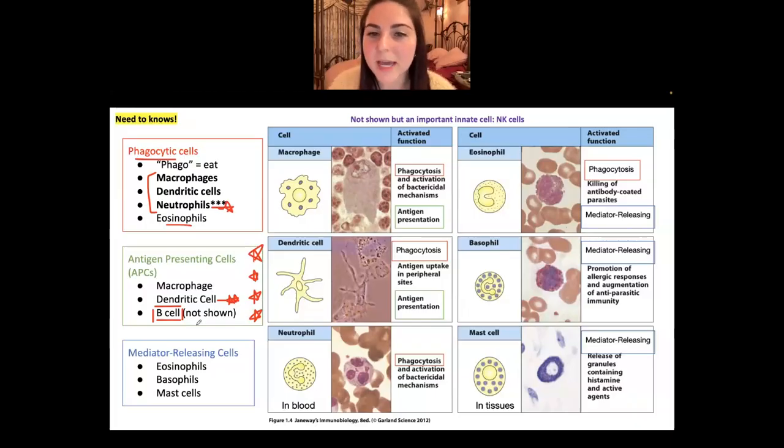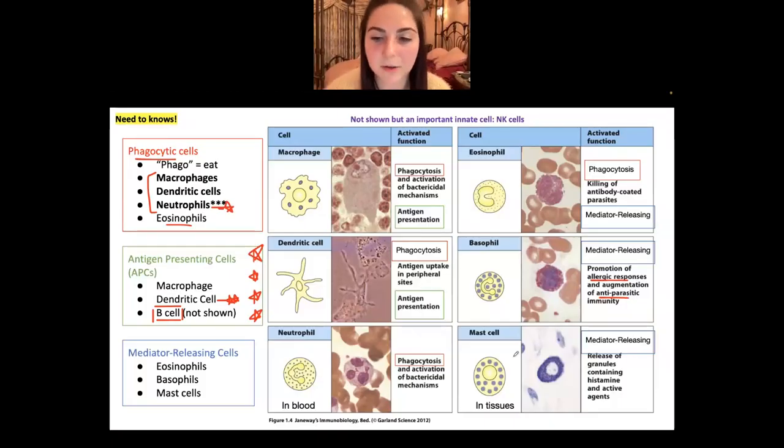And then finally, you have mediator releasing cells. These are cells that release mediators. You can think of eosinophils, and the mediator they release is involved in parasitic infection, so it's going to help with parasitic infections. We'll talk about that. Basophils release things that are involved in allergic responses and also in the parasitic responses. And then mast cells, these are the last guys. Mast cells are also involved in mediator releasing, and I hope you all know that mast cells are responsible for releasing histamine.